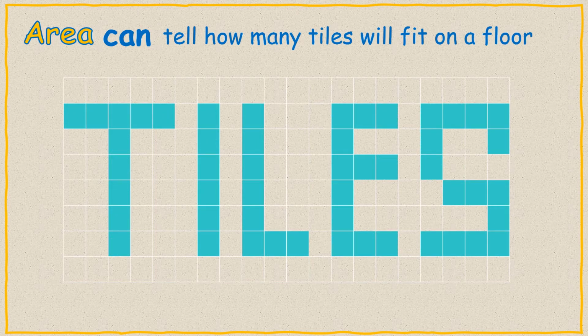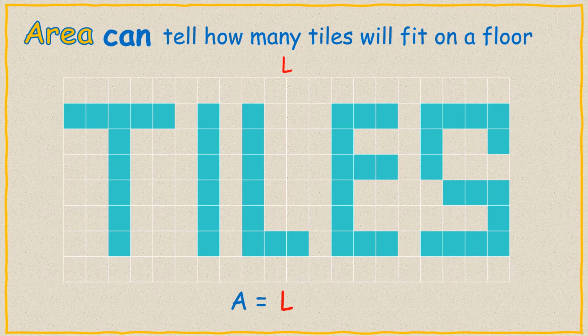Another real-world example of area. Area can tell me how many tiles would fit on the floor. If Miss Wallen needed to figure out how many tiles are in her classroom, if we needed to repave the tiles in the gym, or maybe repave the tiles in the cafeteria, I would need to figure out the area to tell me how many tiles fit on the floor. I would need the total amount of tiles. I don't want to leave one out because then there'd be a missing space in the floor.